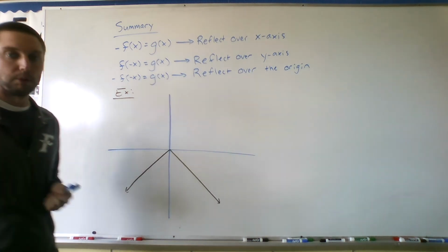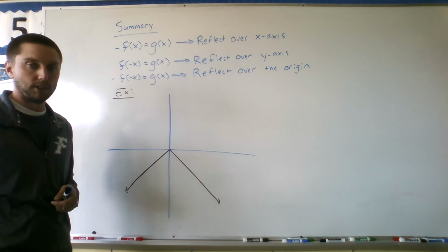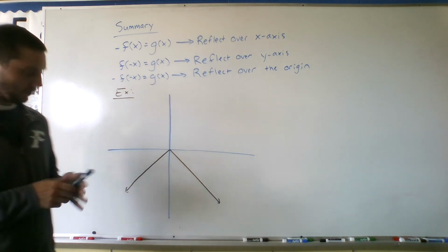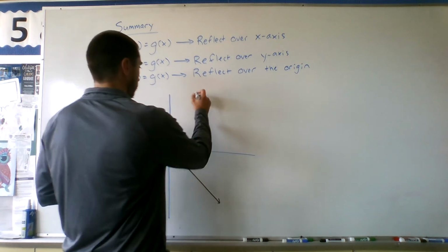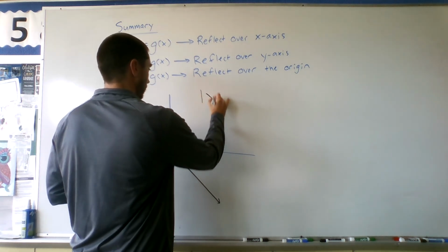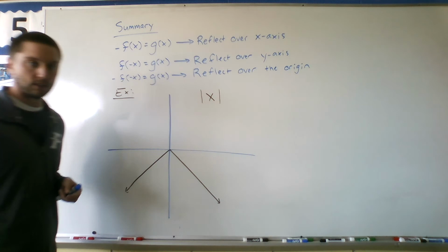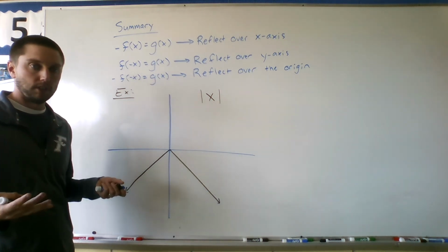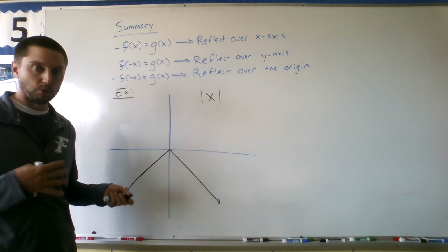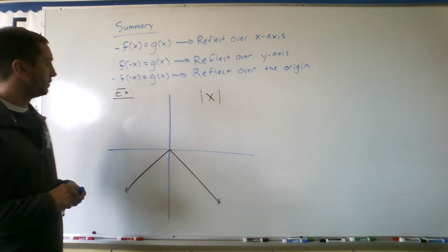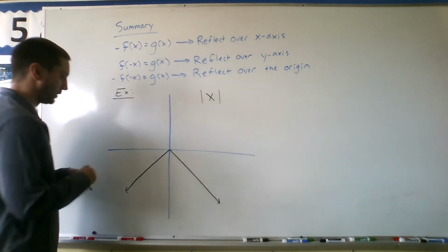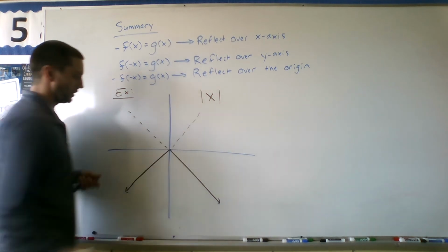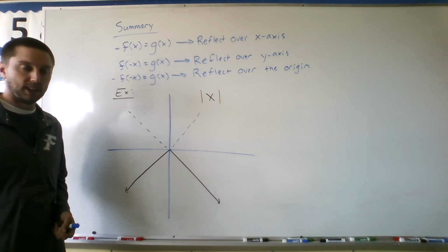Okay, next problem. I want an equation for this graph. So step one, who's my parent function? I have this V graph, which means my parent function is absolute value of x. So that's step one. Step two, what happens to it? Did it get reflected over the x-axis, over the y-axis, over both? To me, my parent function would usually be up here. So this looks like it got reflected over the x-axis.